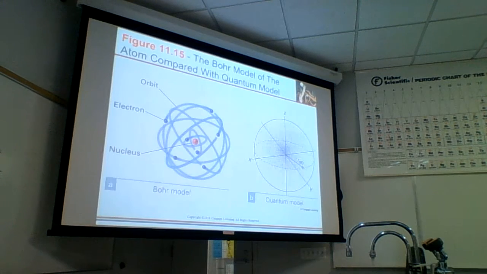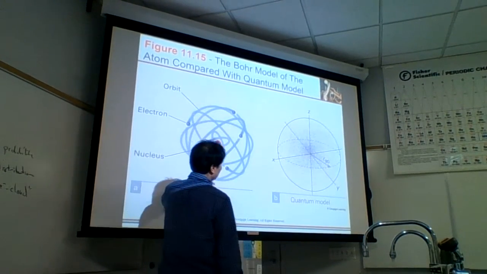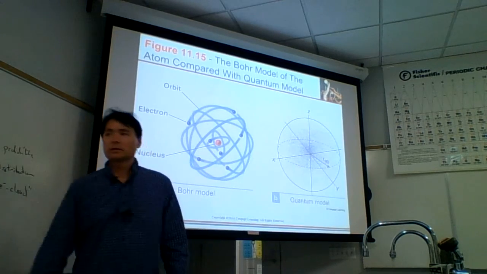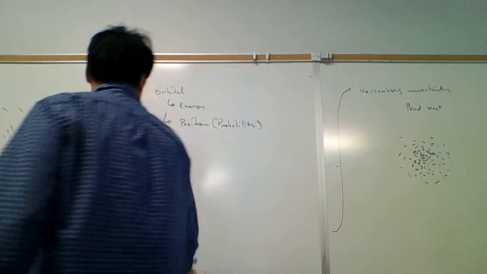So that's quite a bit different. And so this is a comparison here: the Bohr model versus the quantum model. In the quantum model, you're dealing with orbitals, probabilities, energies. All right.